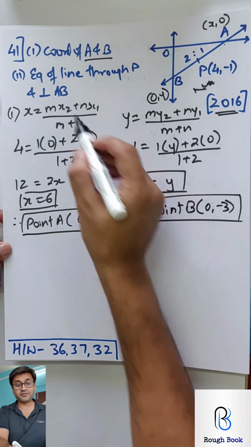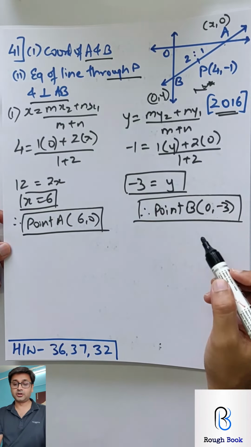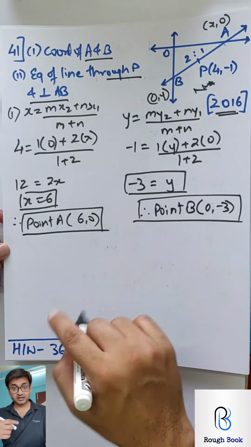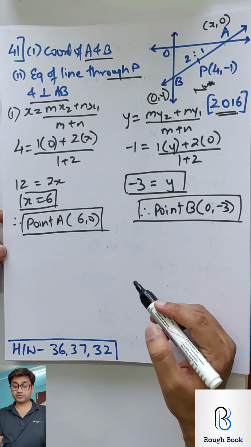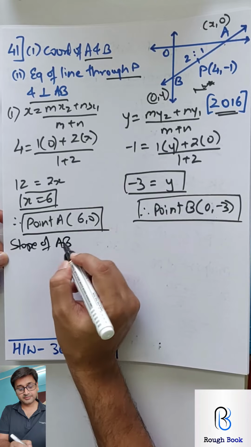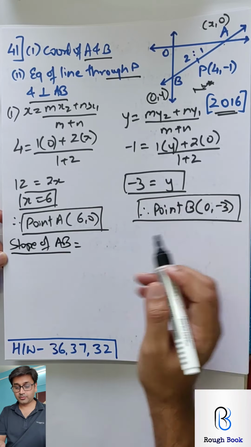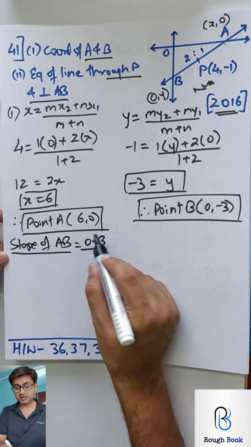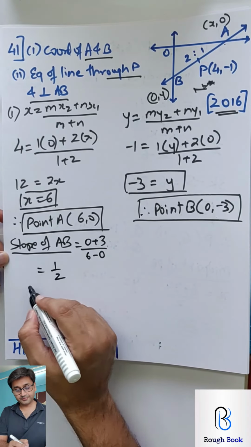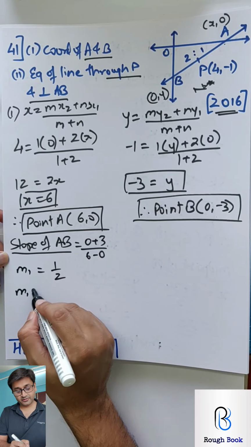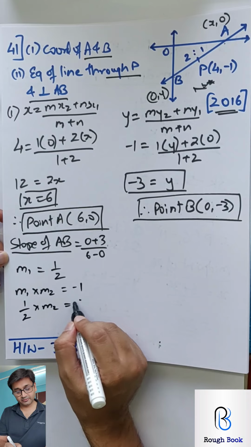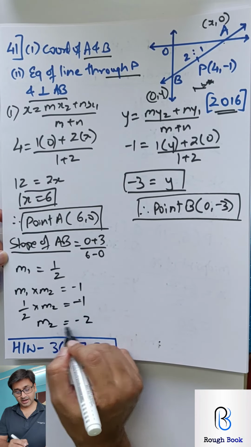Now the equation of the line through P perpendicular to AB. So you'll have to first find the slope of AB and then the perpendicular slope and then the point slope form. So a lot of work yet to be done. So slope of AB will be what? y2 minus y1, so 0 plus 3 upon 6 minus 0. So that will be 3 by 6, half. This is m1. So m1 into m2 is negative 1. So half into m2 is negative 1. So therefore m2 will be minus 2.